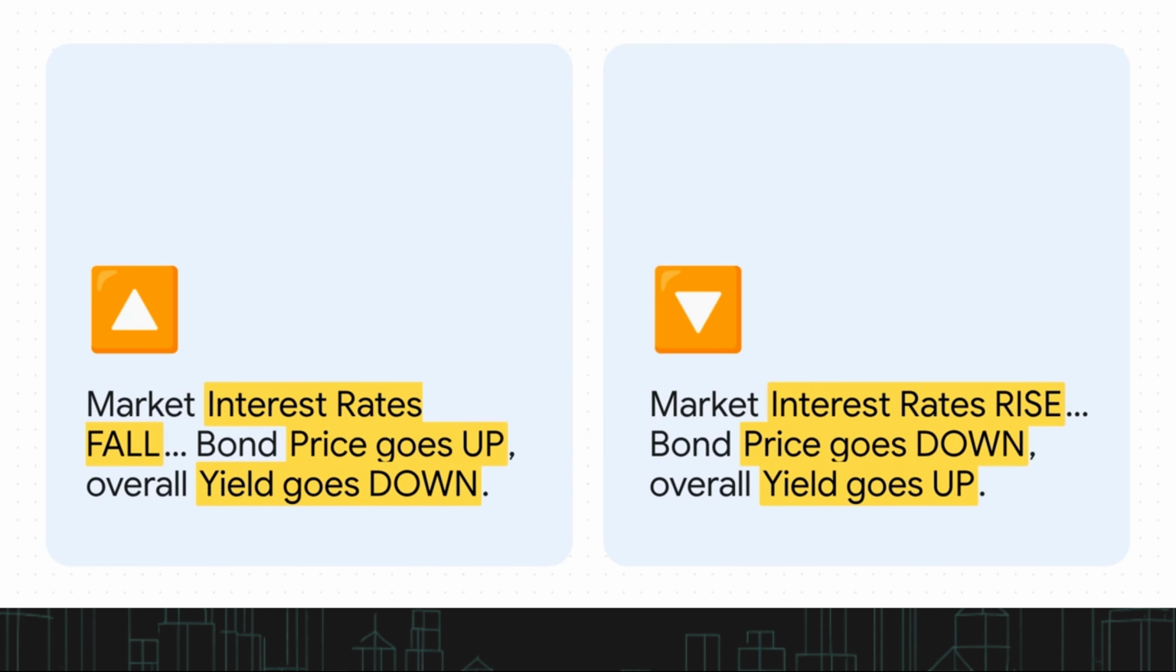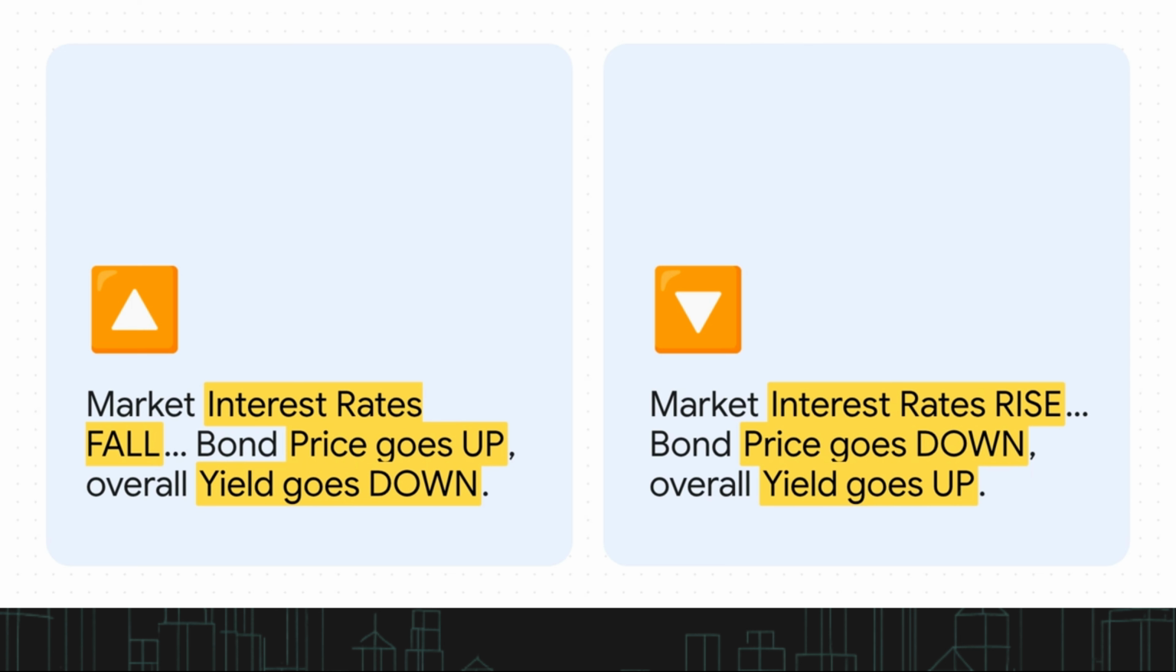And here it is, the big reveal. This is our seesaw in action. It's beautiful, right? When interest rates out in the world fall, any new bonds being issued are going to pay less. Well, this makes those older bonds with their higher coupons look way more attractive, so their prices go up. And here's the trick: as that price goes up, the overall rate of return, or the yield, for a new buyer goes down. And of course, the reverse is true.